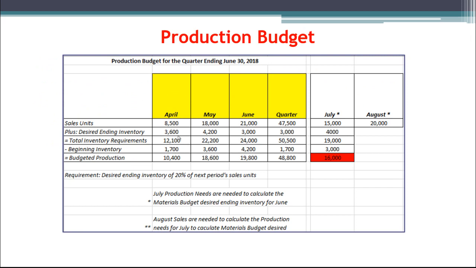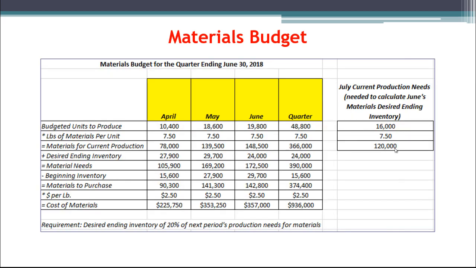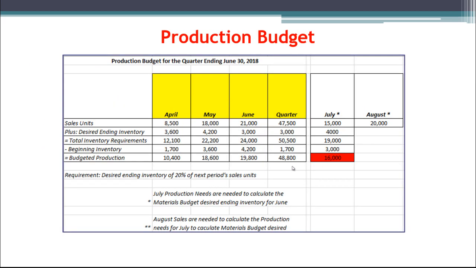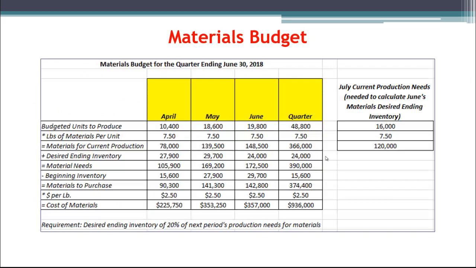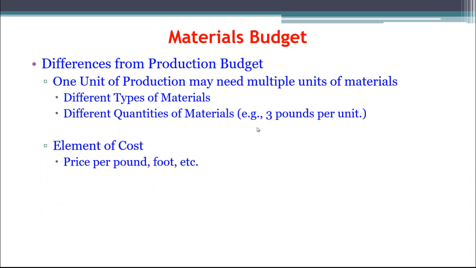Here's the production budget, the budgeted production. This is what we are producing. These are the production needs, the bottom line to the production budget. So that was what we needed there. Let's go see it again. This 16,000 units budgeted production for July becomes the 16,000 units budgeted units to produce for July. And of course, we bring over April, May, and June, 10,400 all the way through 19,800.